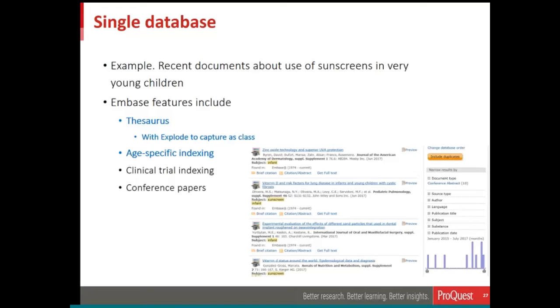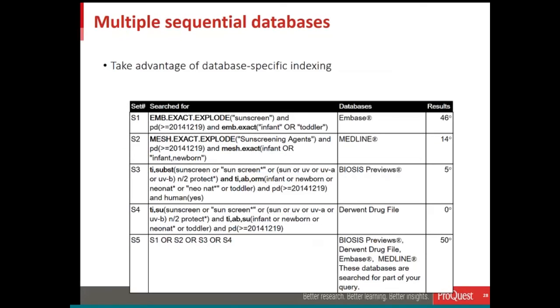So there are certain features of that database that might be all I need in order to tackle a particular search. Or I could look at different databases and pick up the indexing and the strengths of those databases. So here is an example of searching in multiple single databases, starting out in Embase, and then moving into the Medline database, and then Biosis, and then Derwent.